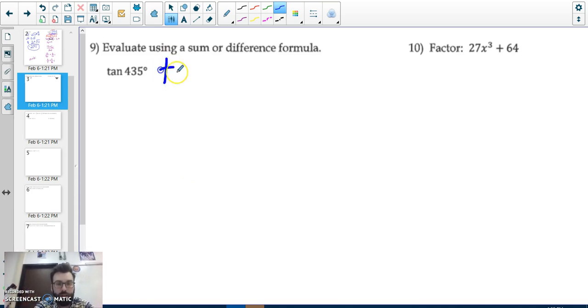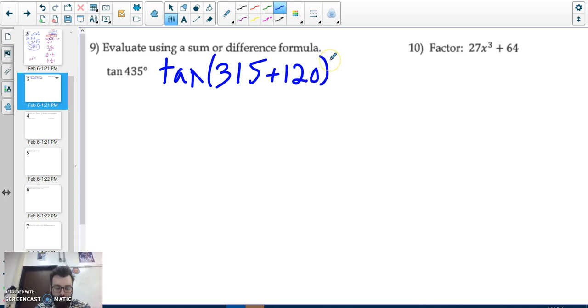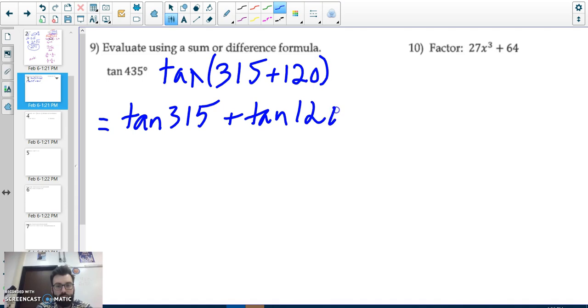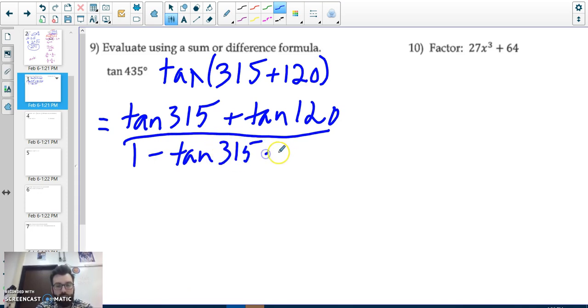So right now I'm going to make this tangent of, what did I choose? 315 plus 120. So I'm choosing a sum, because those two are on my unit circle. The sum formula becomes tangent of 315 plus the tangent of 120 all over 1 minus tangent 315 times tangent of 120.